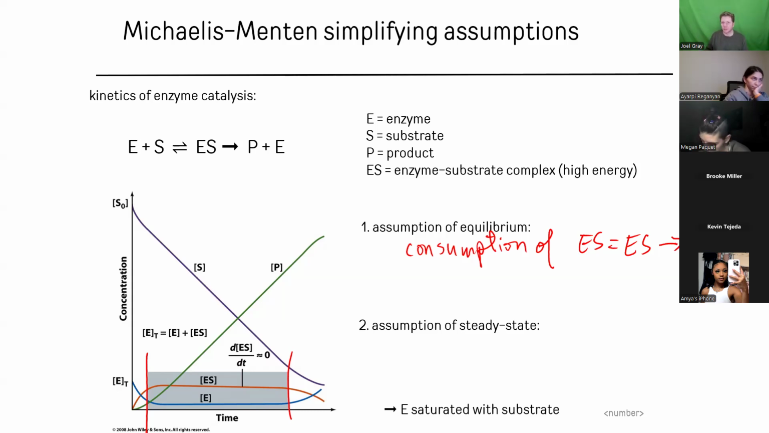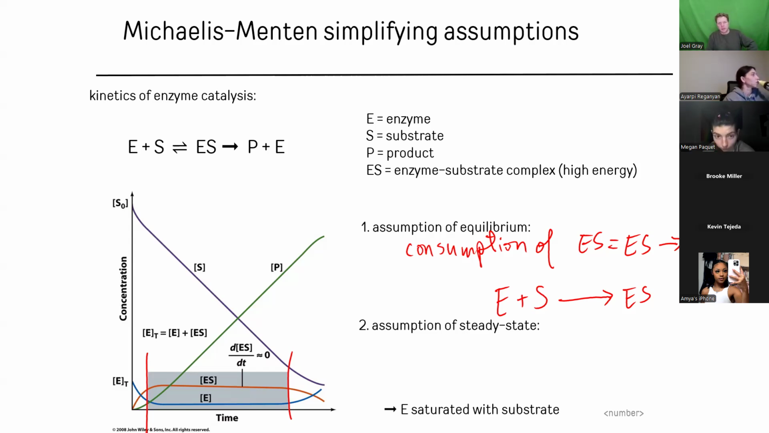That ES complex's concentration doesn't deplete when we're talking about the steady state, because the production of the ES complex from E plus S basically cancels this out. Just as much as the product is being generated, and therefore the ES complex concentration is being depleted, the ES complex is being reproduced because our free enzyme and our substrate are coming together to make that ES complex again. So that is one of our big assumptions.